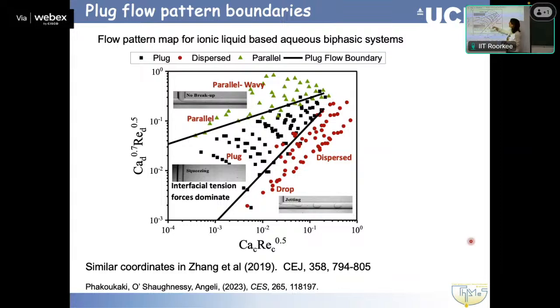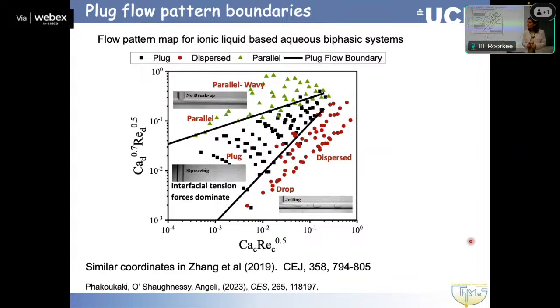And basically what we have is this region here, which is mainly where interfacial tension forces dominate. That's why we have plug flow. While when you're outside, it's inertial forces or inertial viscous forces that dominate. So this is a more crude, let's say, representation of flow patterns, but at least it gave us the region of the plug flow regime where we were doing our mass transfer.